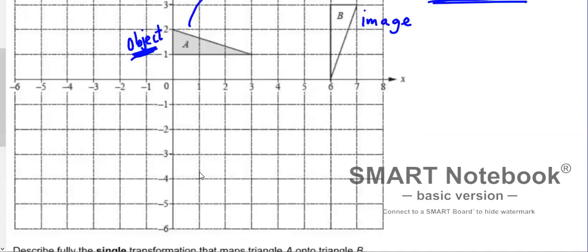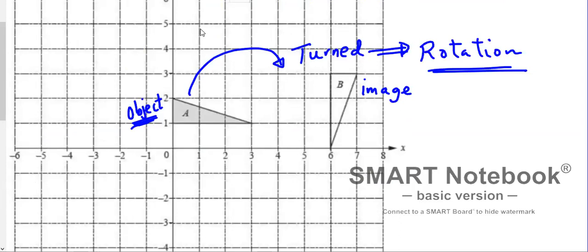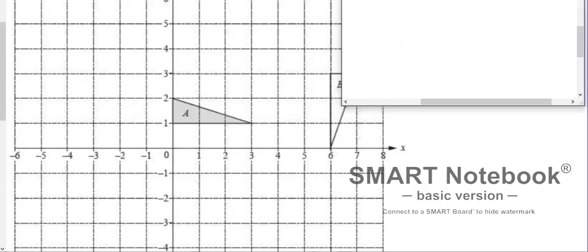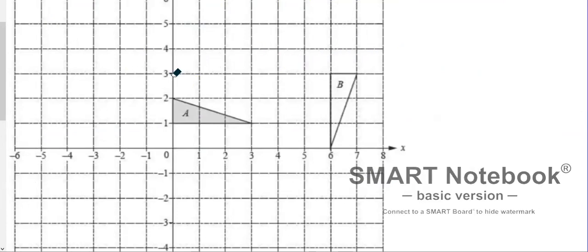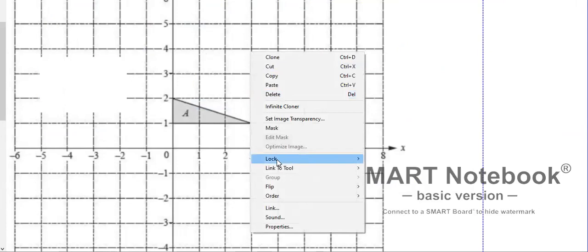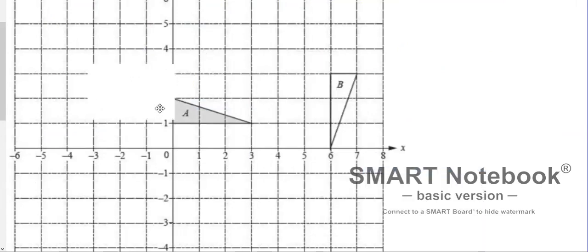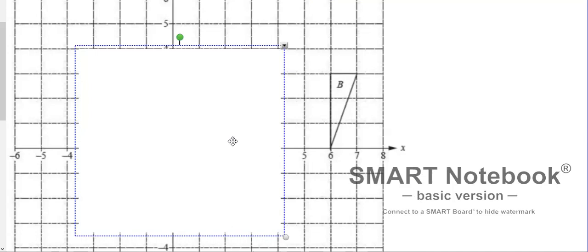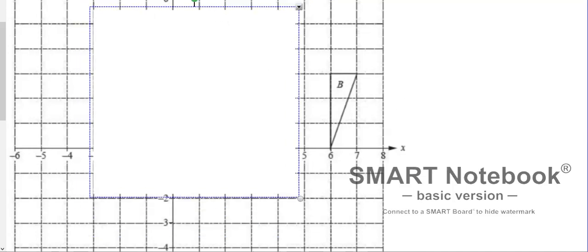Okay, so to do this, we need a tracing paper. So let me check if I can get a tracing paper. All right, so here we go. Yes, that is my tracing paper. And we are going to use it to show how shape A was turned onto B.